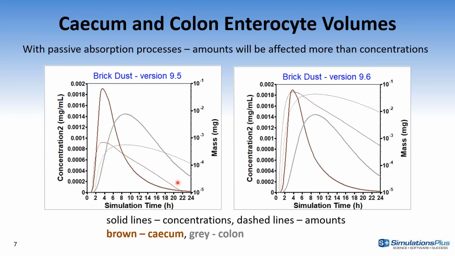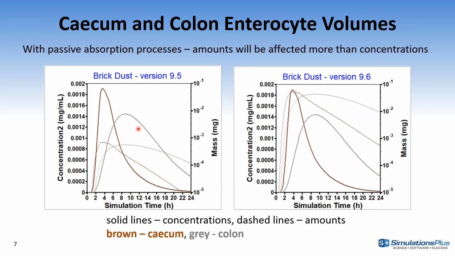Some of you might remember that you came back to us a few months ago with questions about the cecum and colon enterocyte volumes because the concentrations appeared to be fairly high, the simulated concentrations in these two compartments. We have listened, we have revised the physiological descriptions and realized that the volumes of the enterocytes that we had for cecum and colon, in versions up to 9.5, did appear a little low. So we have modified these to more physiological values.